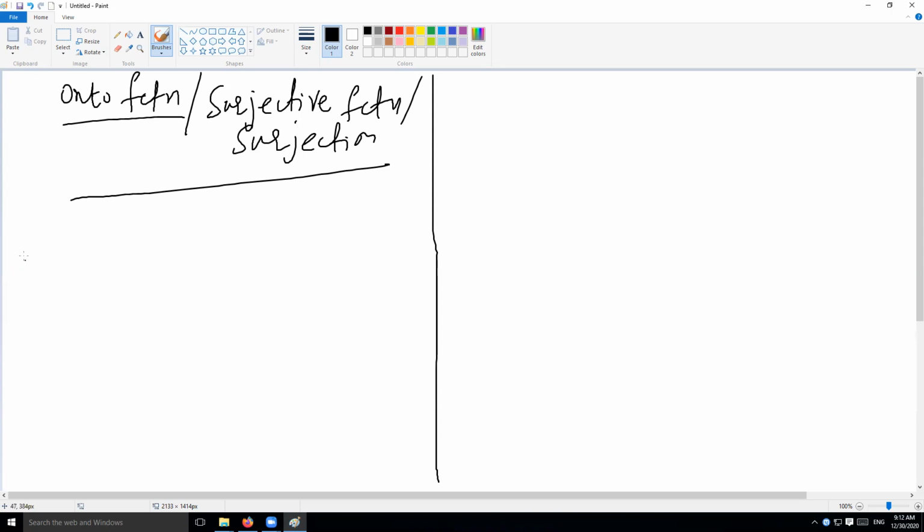No one? Okay. So here's the definition. And the definition is simple. A function f from a set A to B is onto, okay, just for a second.